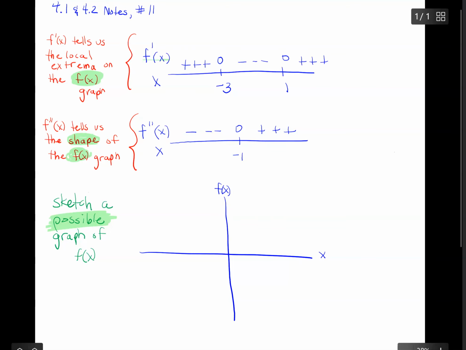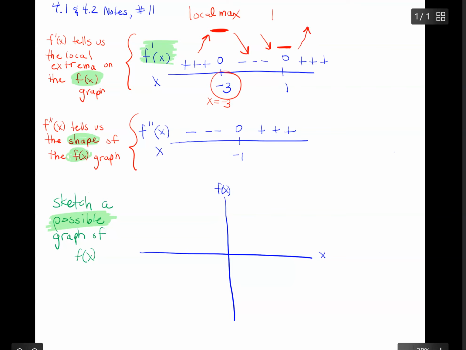Okay, so let's look at this f prime of x sign chart and get information about the local extrema. Well, I can see my tangent lines were going up, went horizontal when it hit 0, and went back down. So there's going to be a local max when x is equal to -3. And then my tangent lines were going down, hit 0, so went horizontal, and then bounced back up. So there's going to be a local min where x is 1. So I'm going to locate those on my graph.